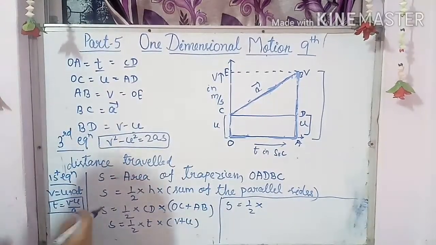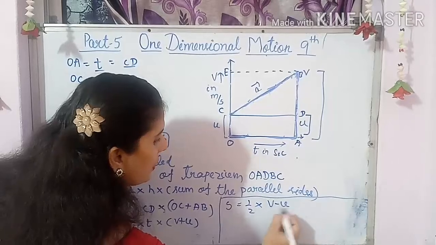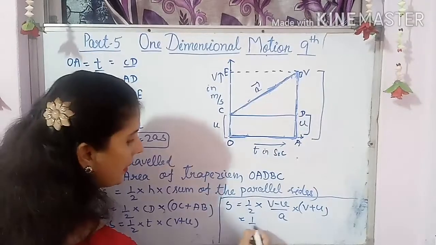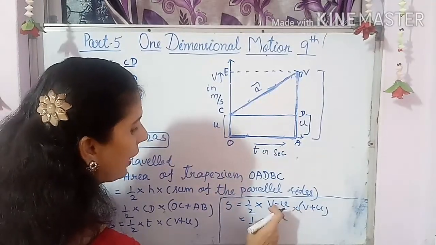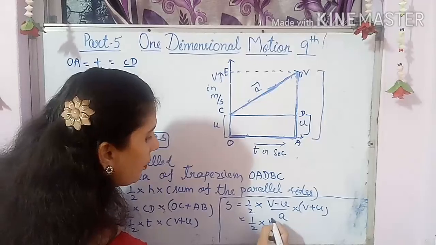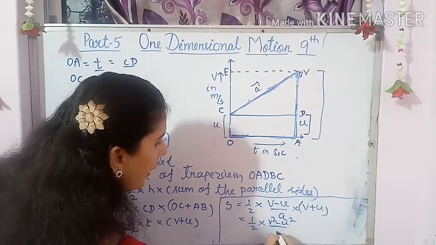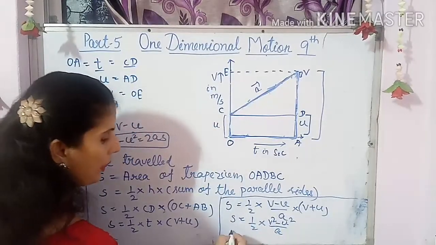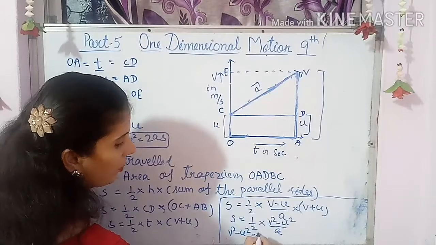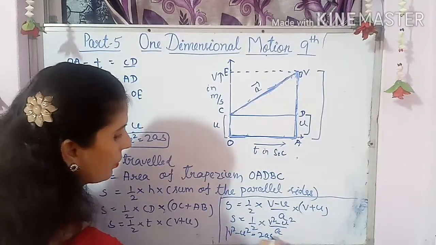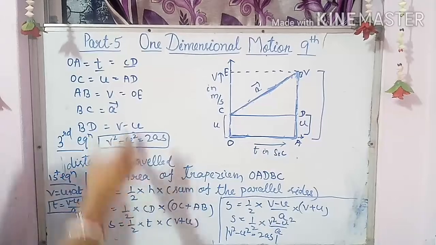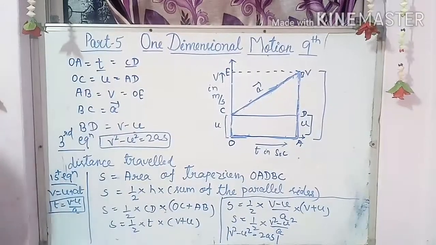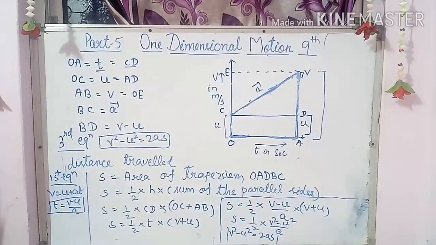So half into T means you are getting V minus U by A into V plus U. So your final answer is half into, you can put the formula A minus B into A plus B, that is V square minus U square by A. Now S equal to this, so you will get V square minus U square equal to 2AS. So this is your answer of the final equation. You have to prove like this. For these equations you have to practice properly, because without practice you cannot do.